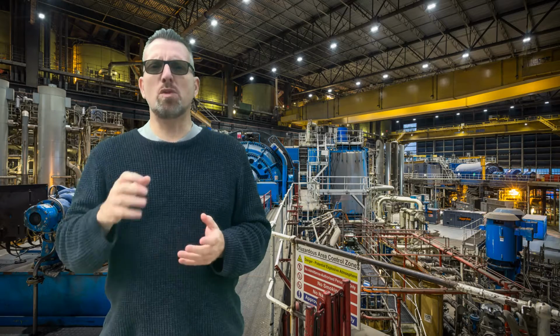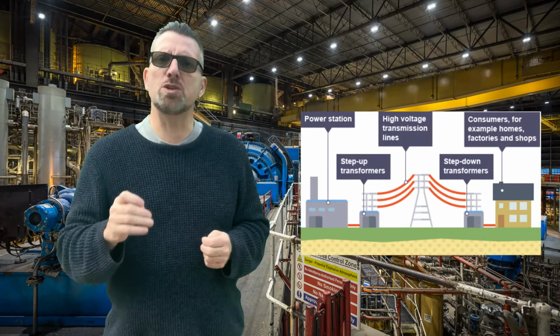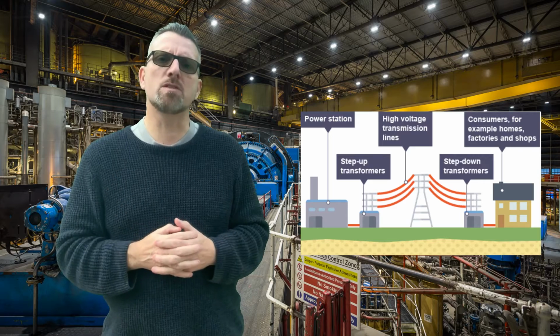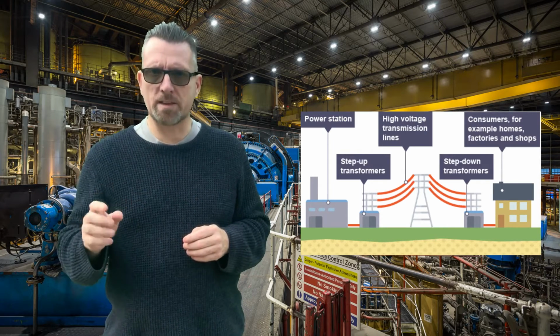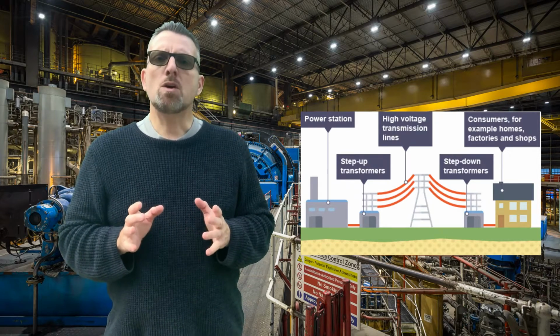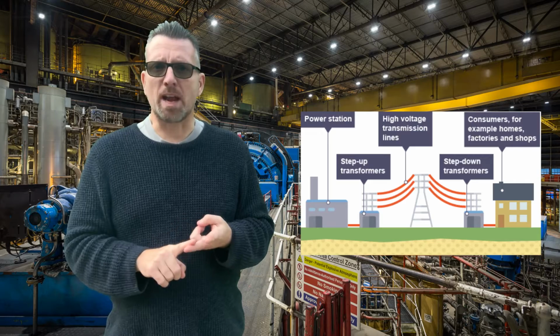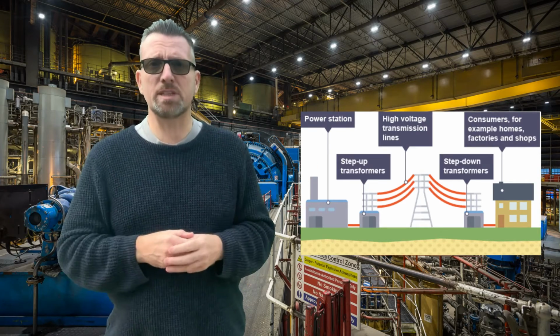Well, the national grid distributes electricity to consumers at different voltages using step-up and step-down transformers. Now, you can find out all about how transformers work in our next video entitled Transformers and Motors. Now, consumers include homes, factories, offices, schools, farms, hospitals, anywhere that electricity is used.